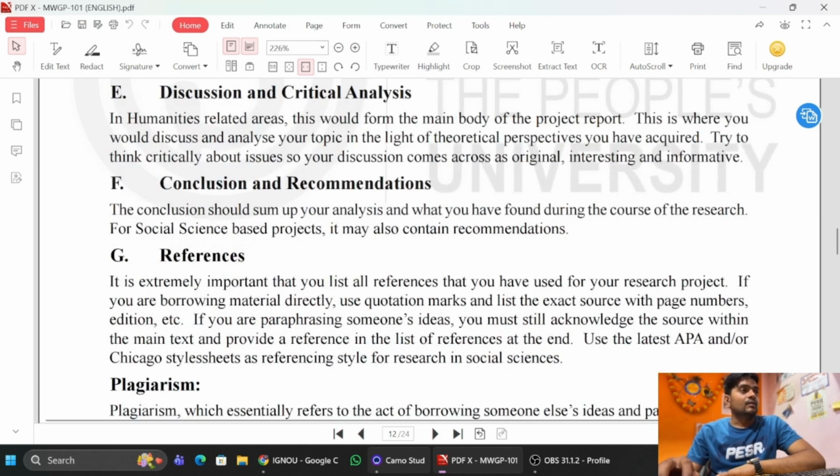Okay, and now conclusion and recommendations. Whatever study you have done, whatever data you have collected, and the way you have presented the data in the discussion and critical analysis chapter, you have to write the proper conclusion, and after that you also have to write the recommendation in the chapter. Okay, the conclusion should sum up your analysis and what you have found during the course of the research. For social science based project, it may also contain recommendations.